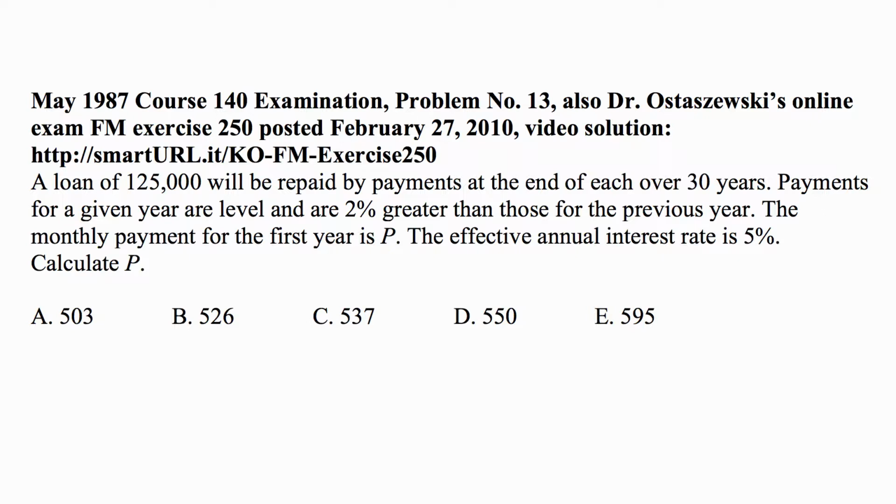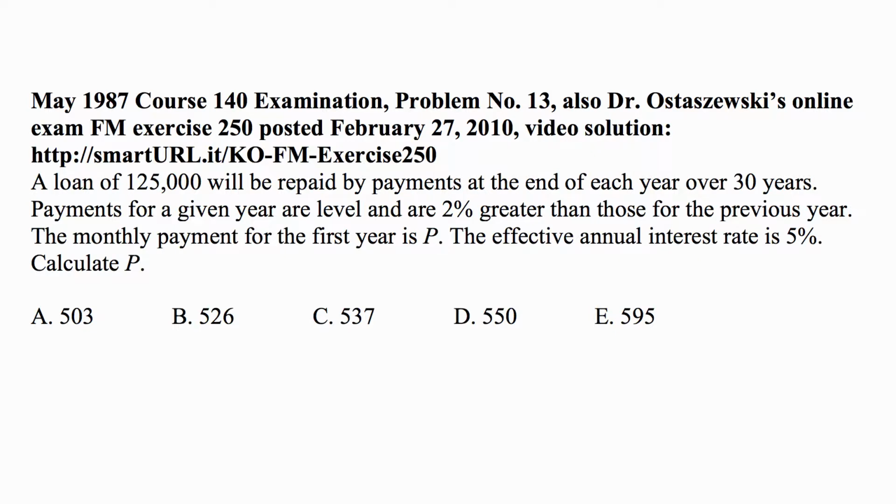Here's a problem for today for exam FM in financial mathematics. A loan of $125,000 will be repaid by payments at the end of each year over 30 years. So this is a typo, my apologies.